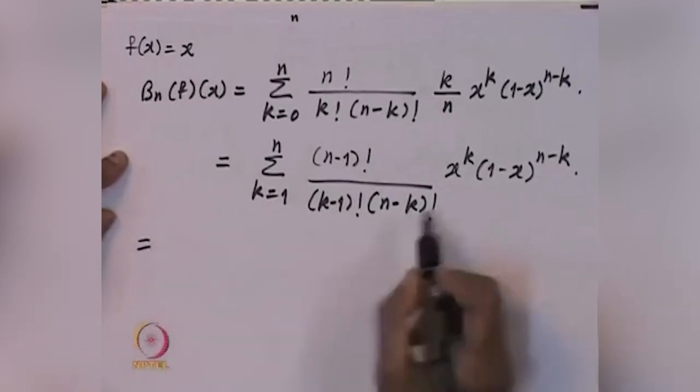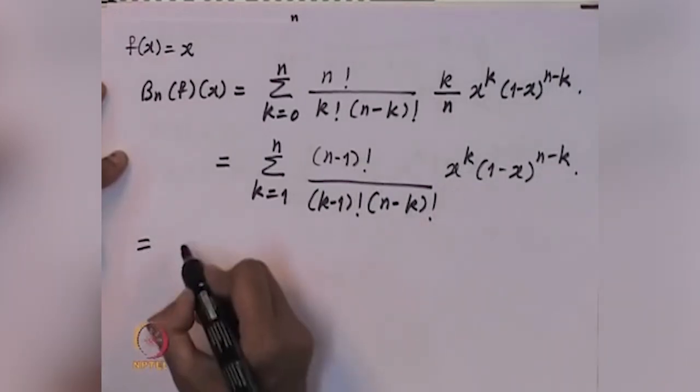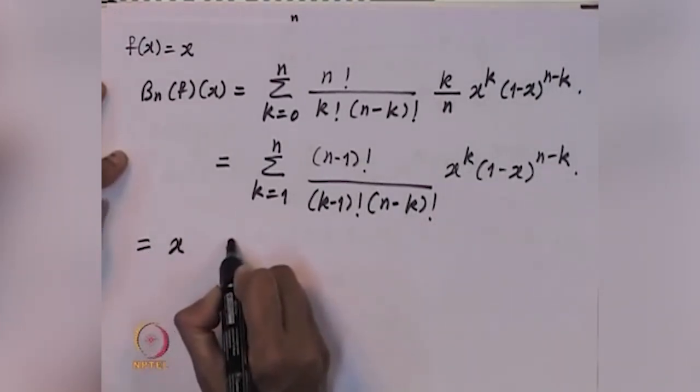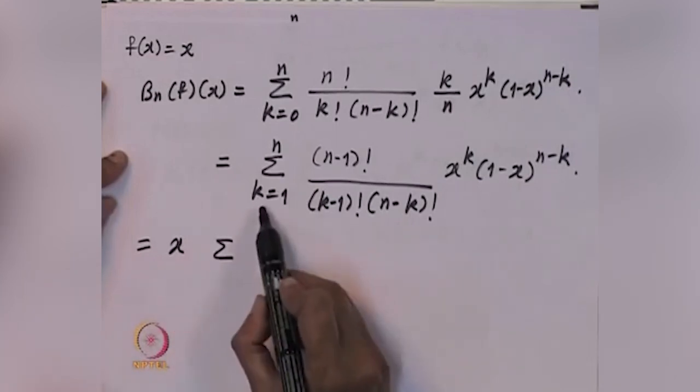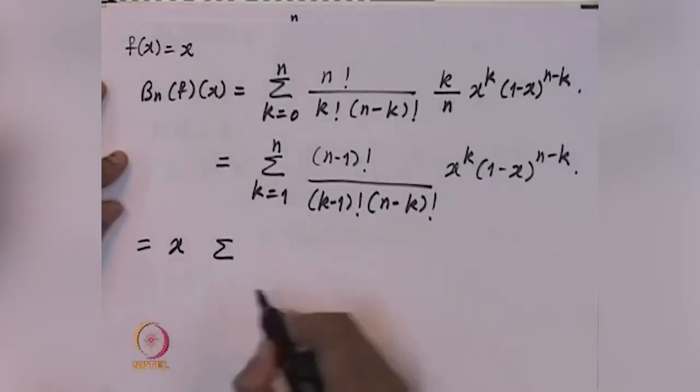Now, what we are going to do is, we are going to take one x common. Then you have here the summation k goes from 1 to n.